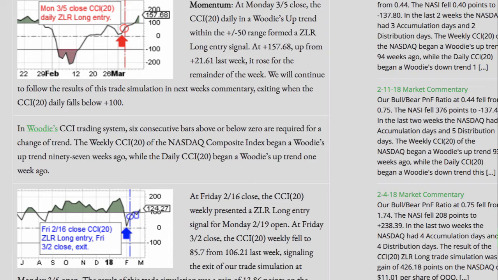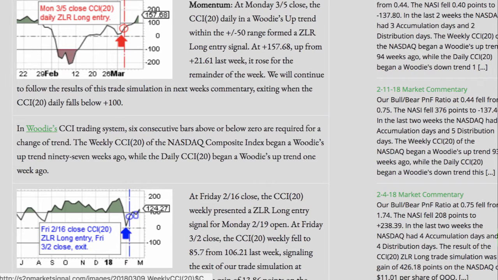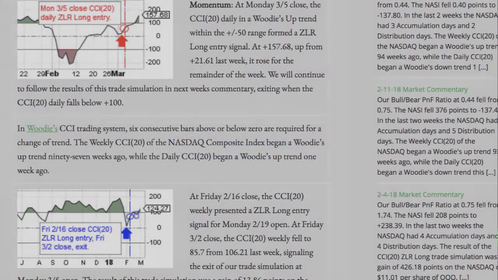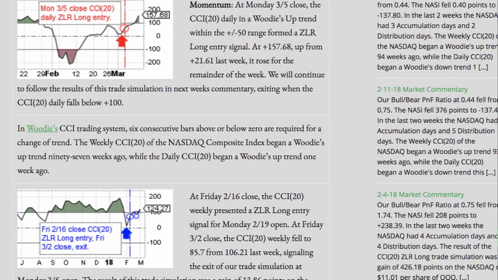In Woody's CCI trading system, 6 consecutive bars above or below 0 are required for a change of trend. The weekly CCI 20 of the Nasdaq Composite Index began a Woody's uptrend 97 weeks ago, while the daily CCI 20 began a Woody's uptrend 1 week ago. At Friday 2/16 close, the CCI 20 weekly presented a zero-line reject long entry signal for Monday 2/19 open.